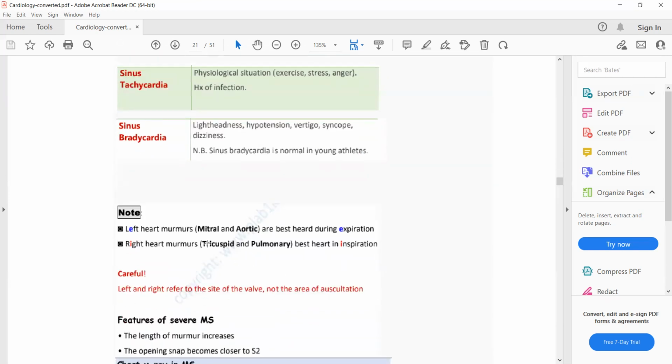Remember that left heart murmurs are best heard during expiration and right heart murmurs are best heard during inspiration. Because during inspiration, there is an increased blood flow to the right side of the heart. So the right-sided heart murmurs, such as the murmur of pulmonary area and tricuspid area, because they are a part of the right side of the heart and blood flow to the right side of the heart is increased during inspiration.